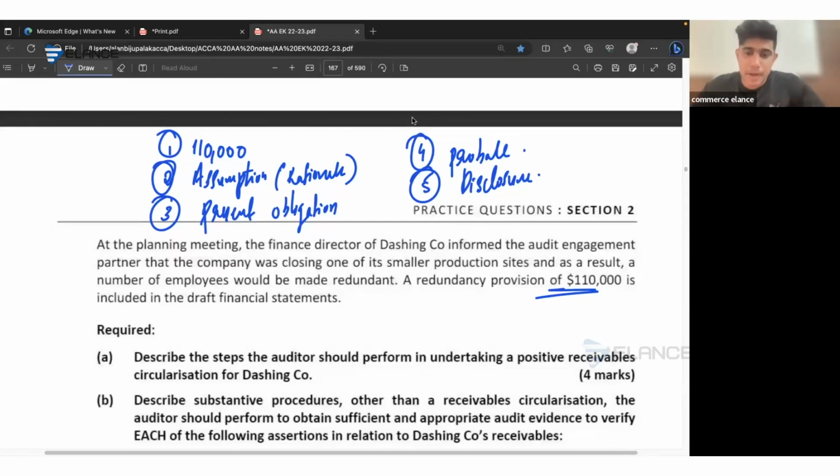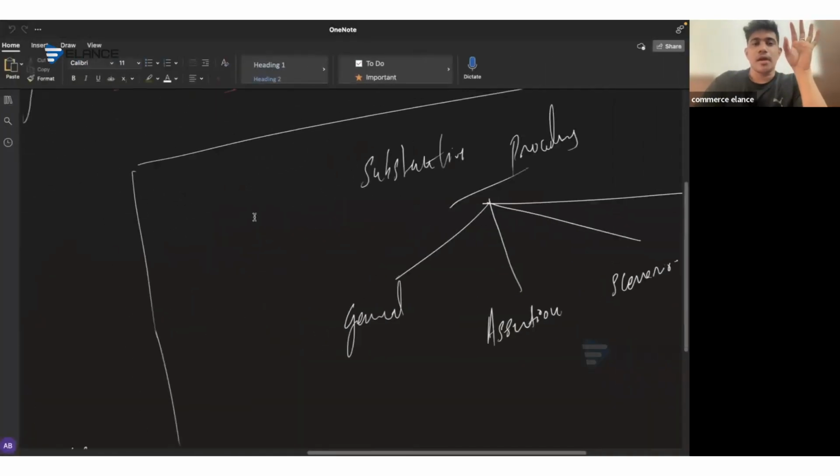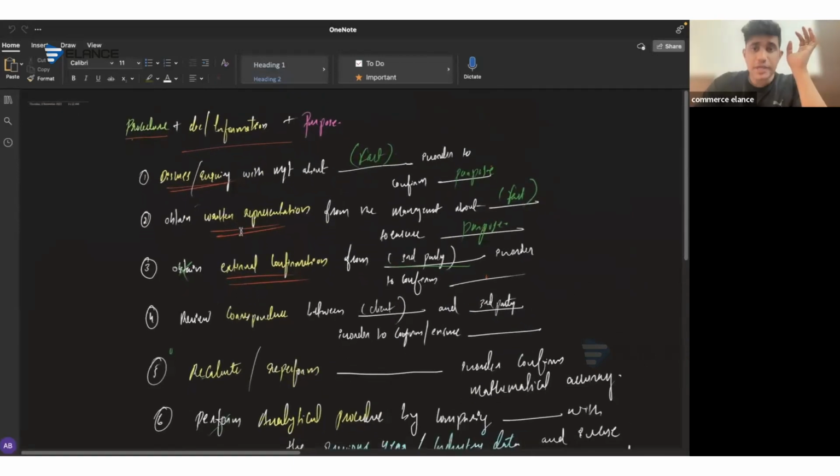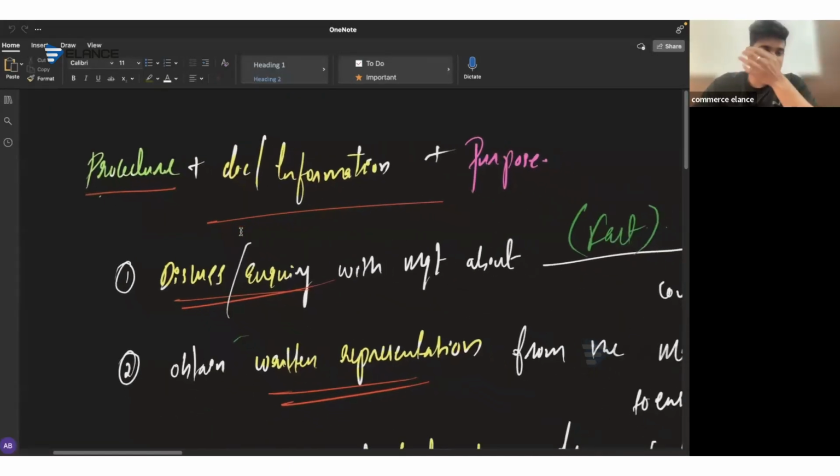So you should not be blank. When you get a scenario, you need to first of all think, okay, what are all the things that I need to confirm as part of the procedure? I need to know whether the amount of provision is 110,000 itself. About the management's assumption, I need to know whether the cash outflow is probable, whether there is a present obligation, as well as whether the disclosure is appropriate. So these are the things which you need to consider in order to write a substantive procedure.